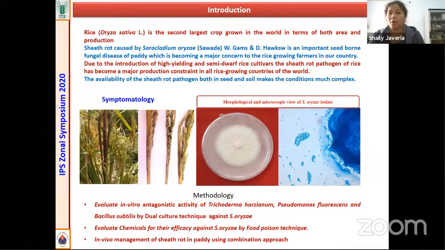This is a symptom of sheath rot examined in the field, and this is the morphological structure of Sarocladium oryzae on potato dextrose agar, and this is the microscopic view of Sarocladium oryzae under a compound microscope.